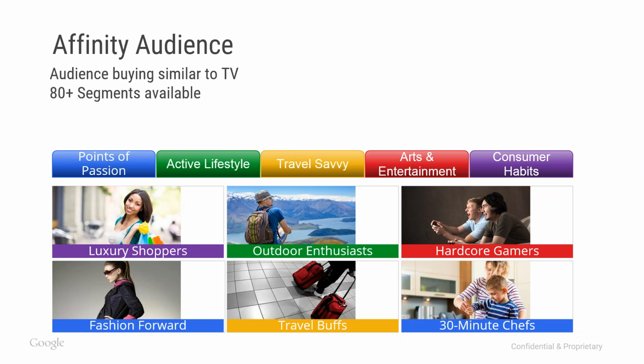And all of these audiences are housed in the AdWords system. So let's say if you would want to target travel buffs, then in that case, you don't even need a keyword. You just need to go to the system and select travel buffs. And all the users who have shown interest in travel-related content in the past will see your ads. It's very simple. It's vast. We have around 80 plus segments available in the affinity category.